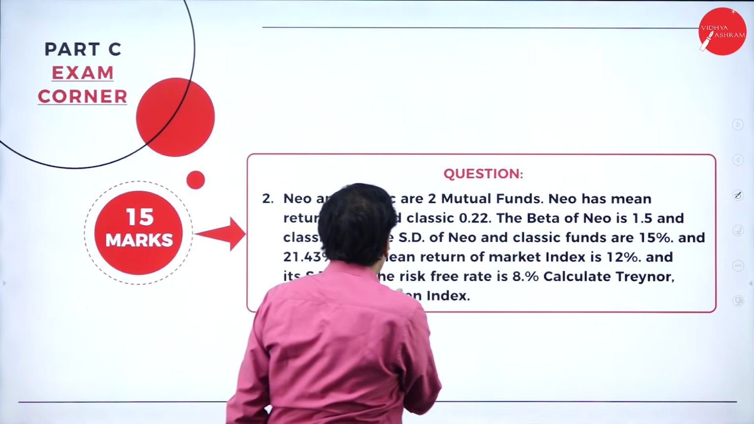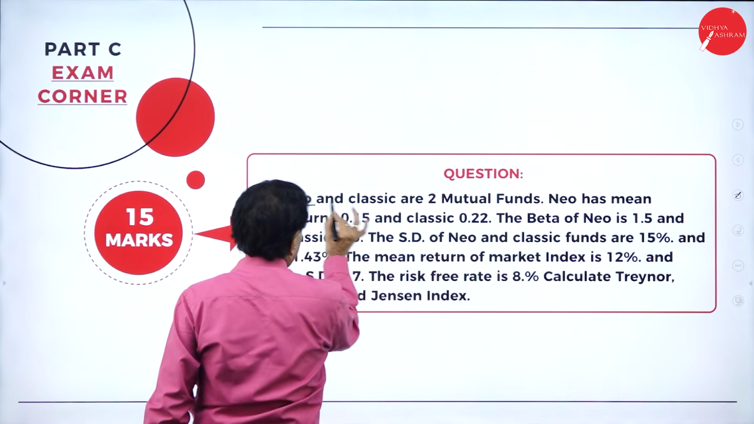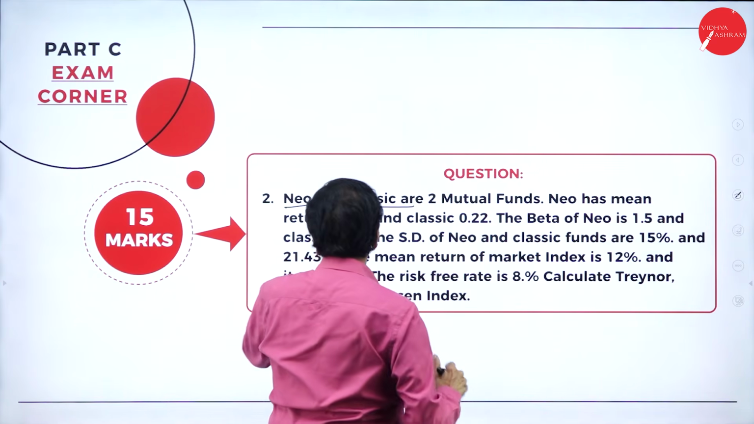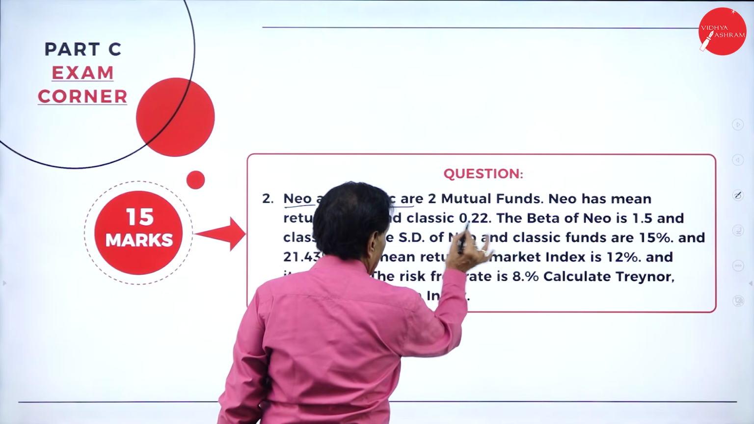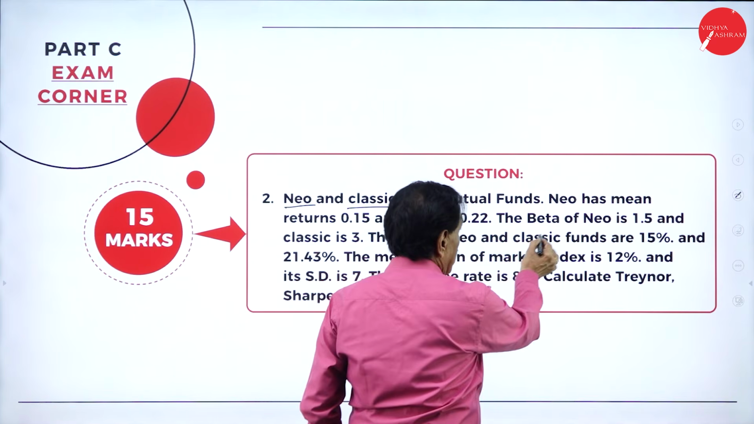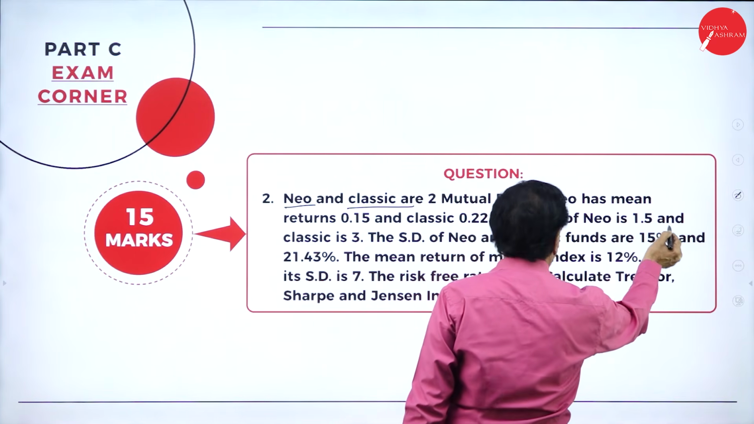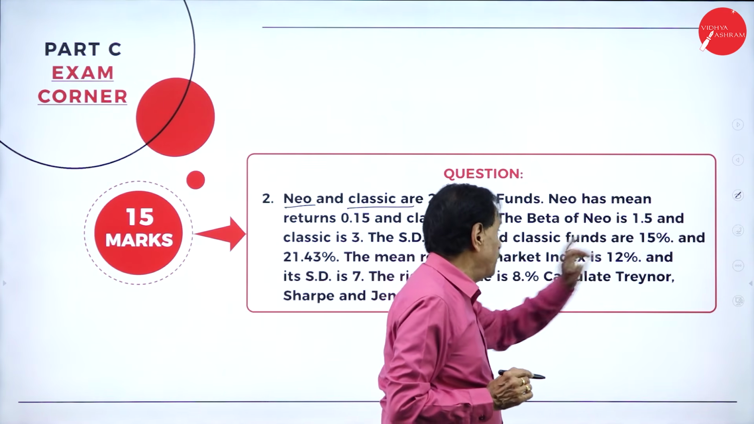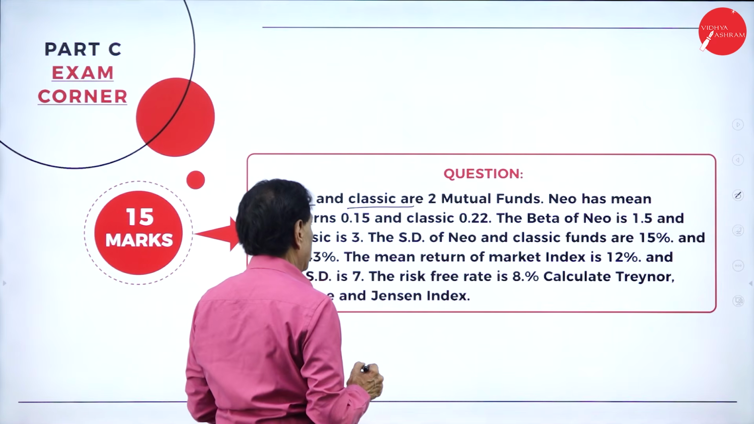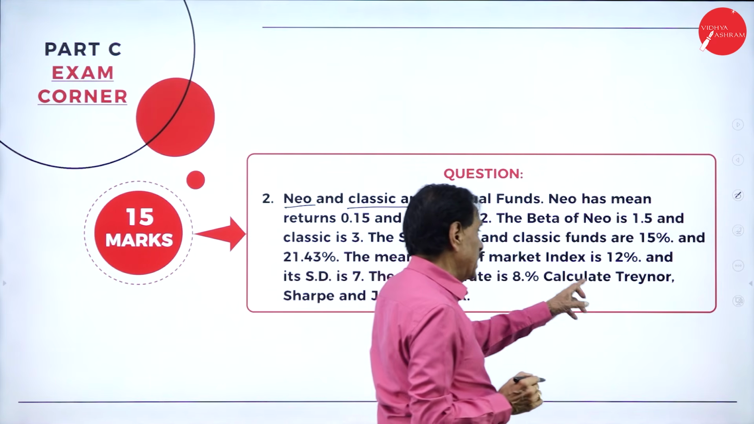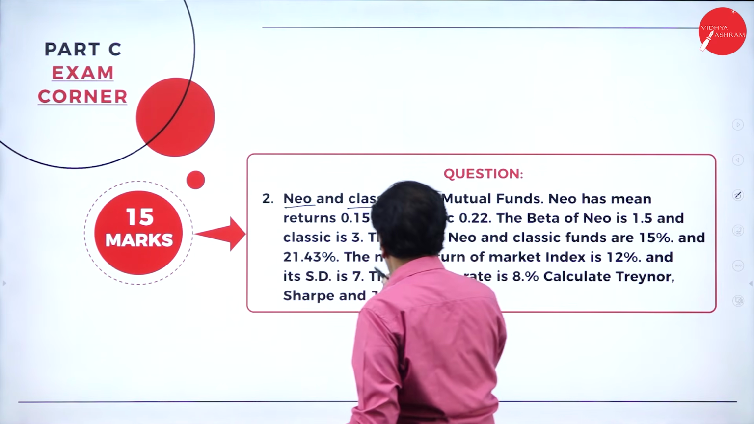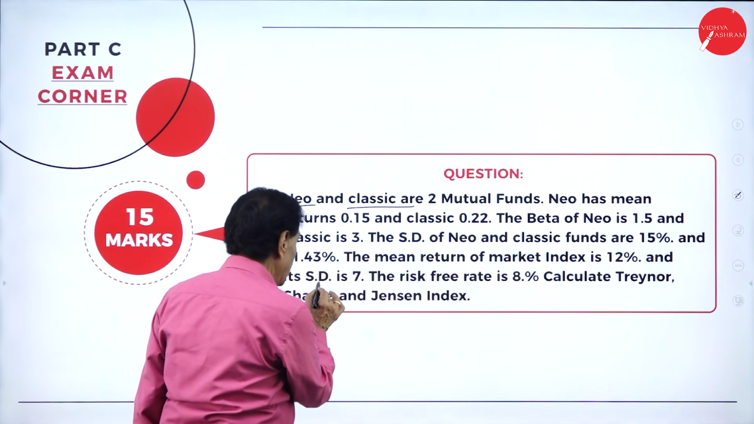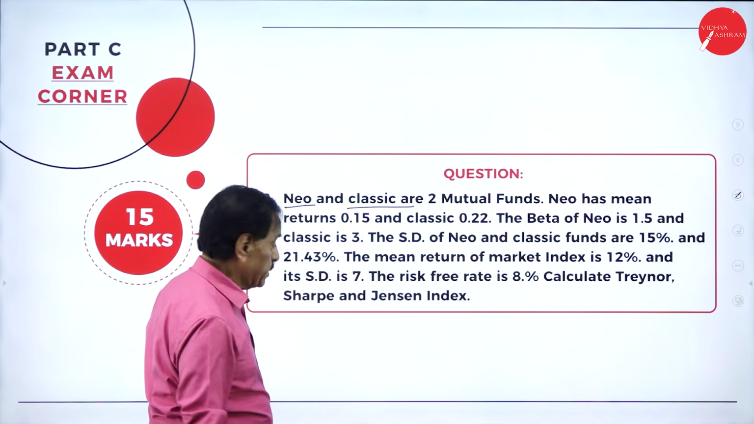So, Neo and Classic are two mutual funds. Neo has mean return of 0.15. Classic is 0.22. The beta of Neo is 1.5 and Classic is 3. The standard deviations of Neo and Classic are 15% and 21.43. The mean return of market index is 12% and standard deviation is 7. The risk-free rate is 8. We calculate the Treynor's, Sharpe and Jensen index.